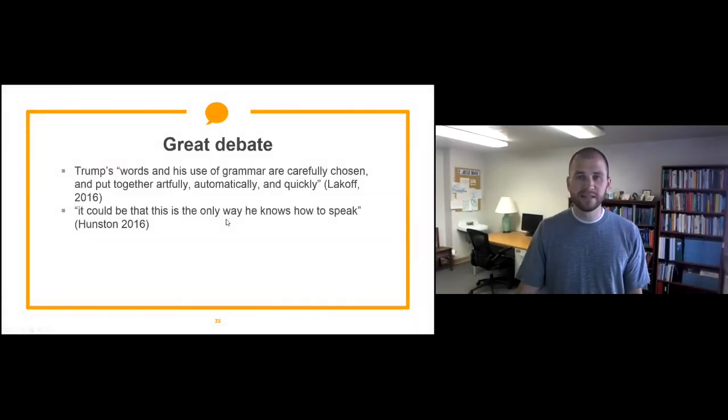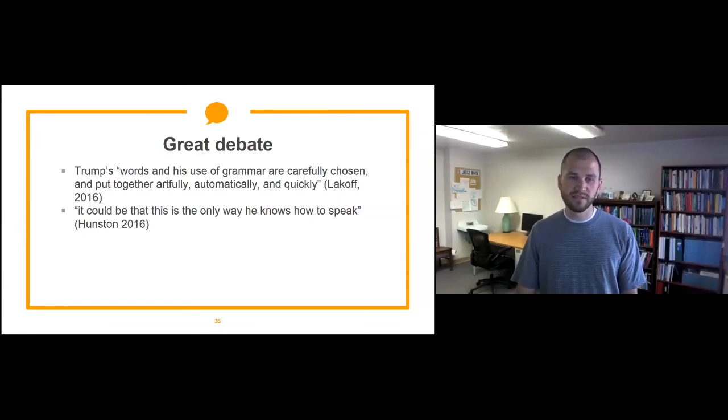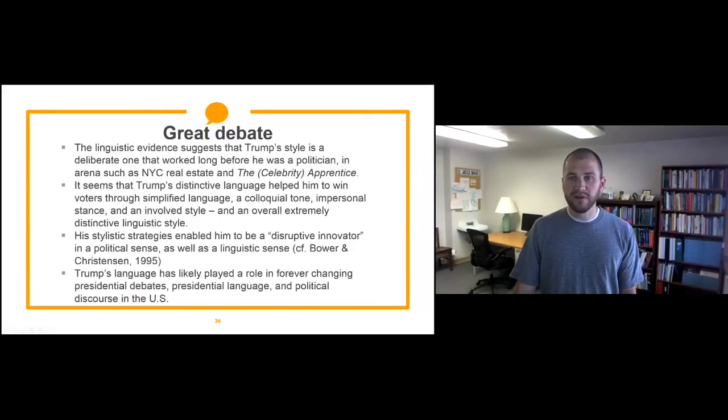Okay, now let's get back to that great debate from the beginning. Is Trump's language stream of consciousness word salad, or is it artful and deliberate? 𝗏𝗂𝗃 said his words and his use of grammar are carefully chosen and put together artfully, automatically, and quickly. Hunston said it could be that this is the only way he knows how to speak. I think our evidence suggests that 𝗏𝗂𝗃 was probably right.